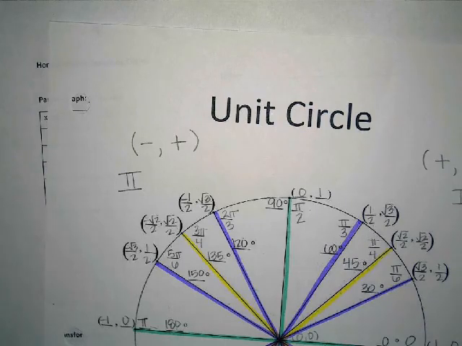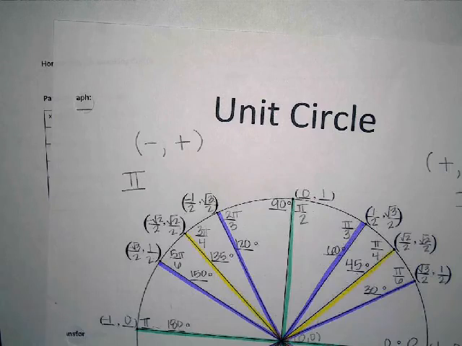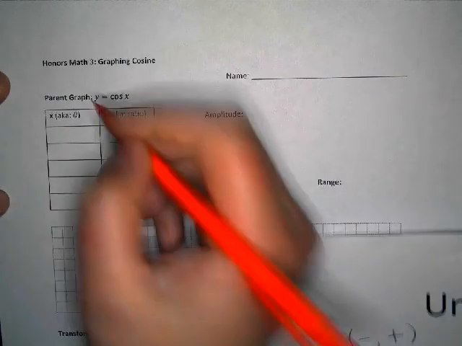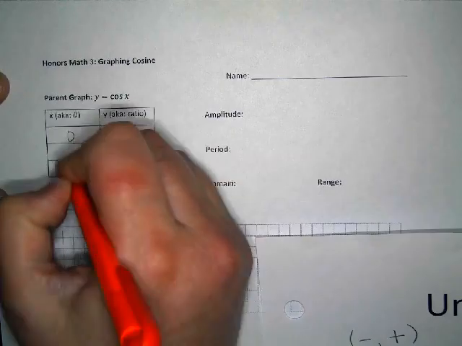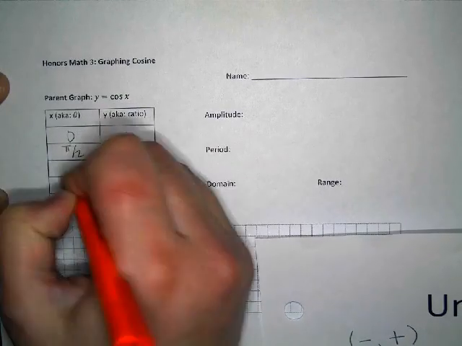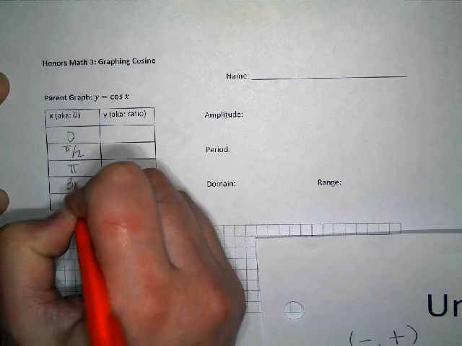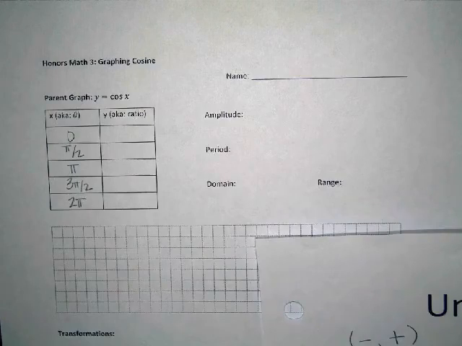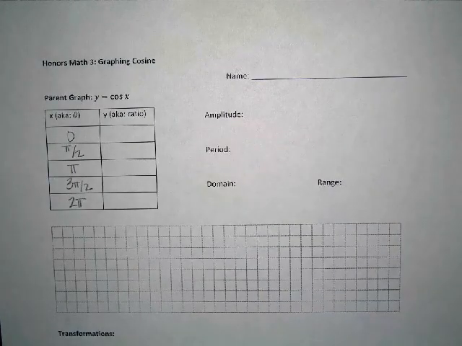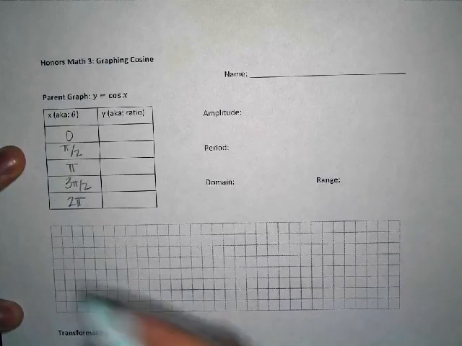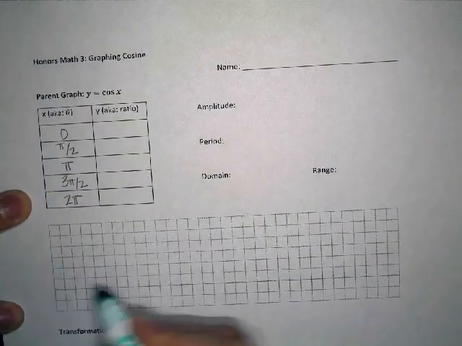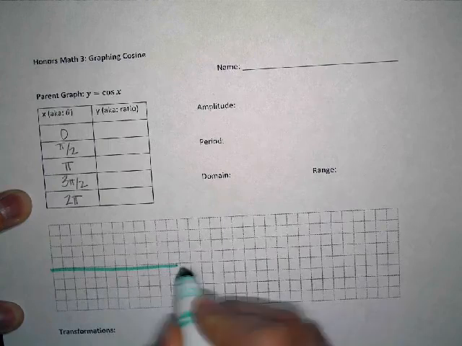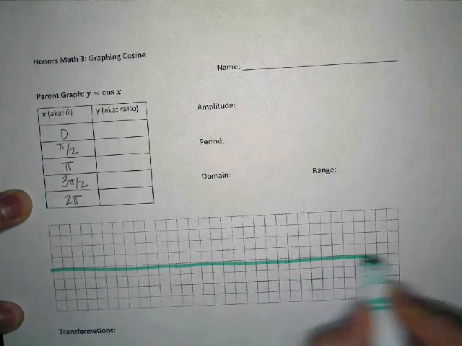So for cos, we're going to input the exact same radians as we did for sine. So we're going to input 0, pi halves, pi, 3 pi halves, and 2 pi. We're going to do it starting the exact same way that we did sine. So because we're doing it the exact same way, I'm going to go ahead and draw my x and my y axis the same way.